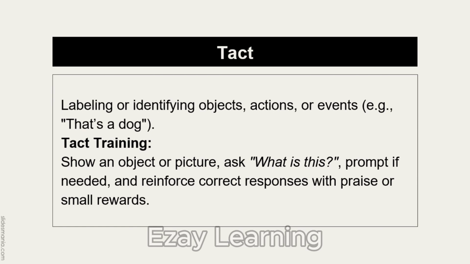Tact is about labeling or identifying objects, actions, or events, like looking at something and saying its name. That's a dog. The antecedent of a tact could be a non-verbal stimulus like seeing a dog or hearing a bell, and the consequence could be generalized reinforcement like social praise.